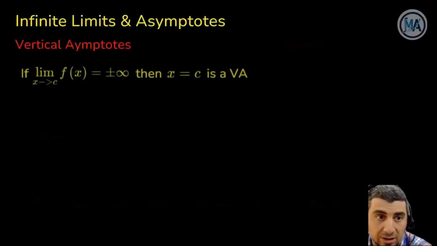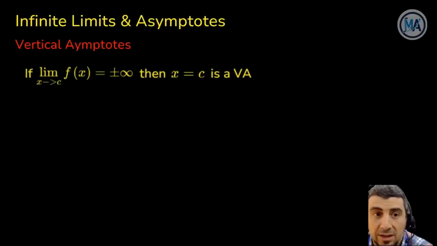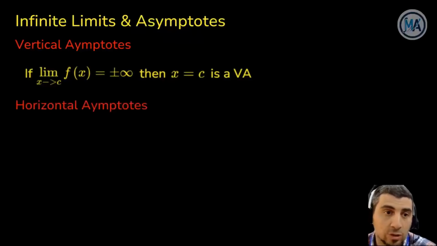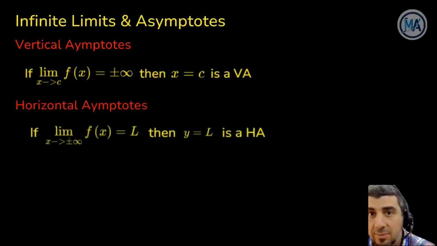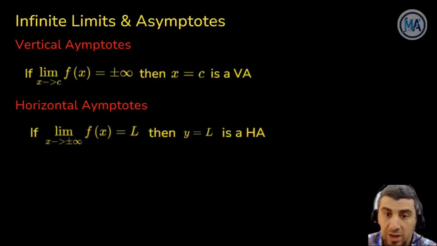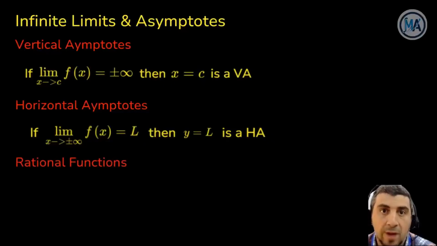First, we have vertical asymptotes. If the limit as x approaches c is either positive or negative infinity, then x equals c is said to be a vertical asymptote. Now, for horizontal asymptotes, if you take the limit as x approaches positive or negative infinity and you get a finite value, we'll call it L, then y equals L is said to be a horizontal asymptote of that graph.